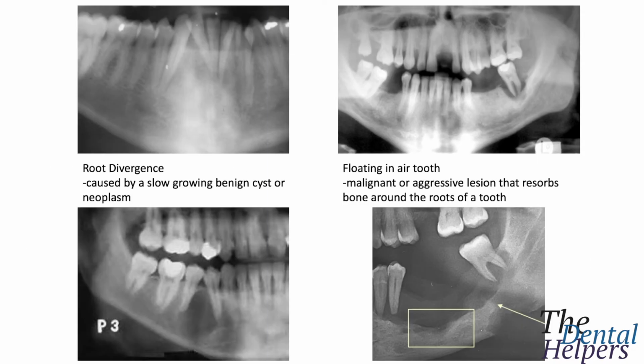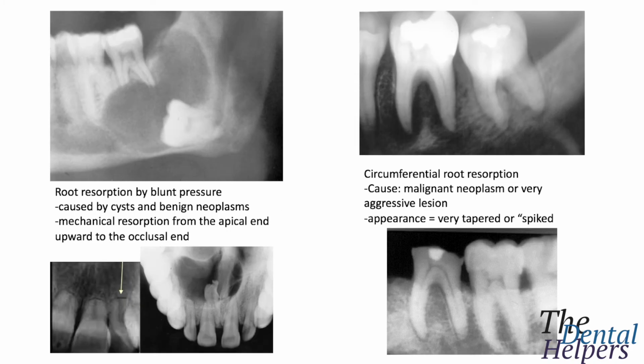You can have root divergence, and this is going to be caused by something that's a slow-growing benign cyst or neoplasia. So if we look at these examples, if you think about it, anytime we have some sort of cyst that's in there, it wants to grow. So naturally, the teeth are going to have to move out of the way. Floating in air, it's kind of obvious. If you see a tooth that's just hanging out there and there's no bone supporting it, the name gives it away. It's floating in air, so pretty straightforward.